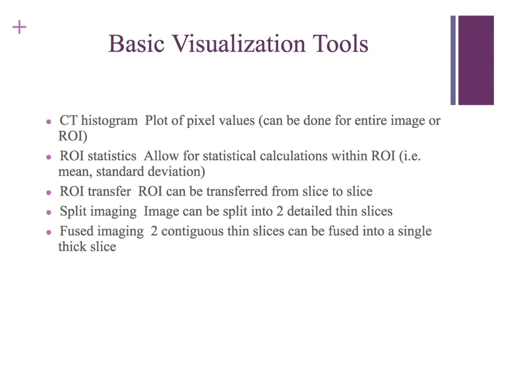Some of the basic visualization tools include the CT histogram, which is a plot of pixel values, and this can be done for the entire image or just the region of interest. The region of interest statistics allow for statistical calculations within the ROI, for example, the mean or the standard deviation. The ROI transfer is where the ROI can be transferred from one slice to another slice. There's split imaging, where the image can be split into two detailed thin slices. And fuse imaging, where two continuous thin slices can be fused into a single thick slice.